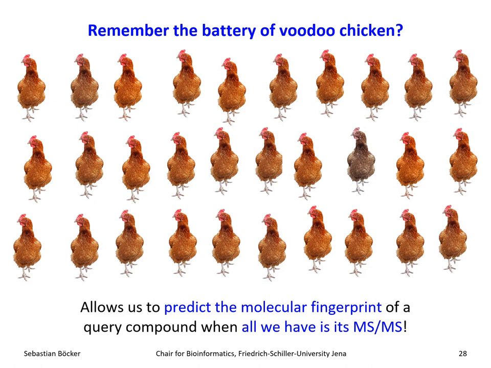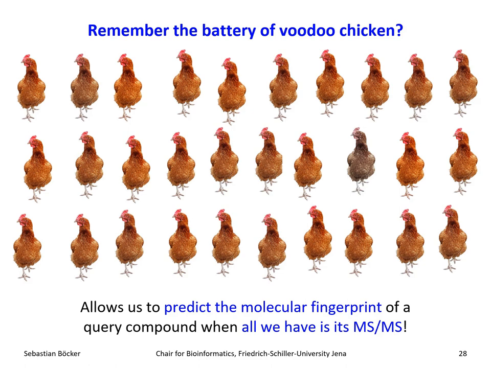Because you might remember the battery of voodoo chicken, which I introduced in the CSI:FingerID talk. This battery of voodoo chicken can predict a molecular fingerprint. All that we need is a tandem MS of the query compound, and then you get the fingerprint of the molecular structure without knowing the structure. There is no need to know that.